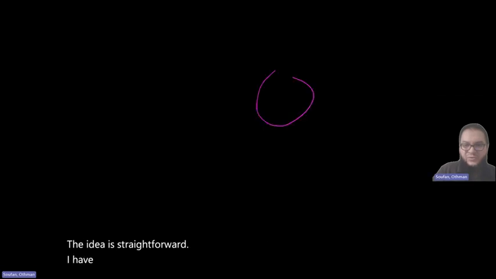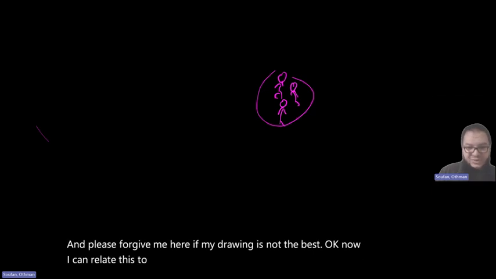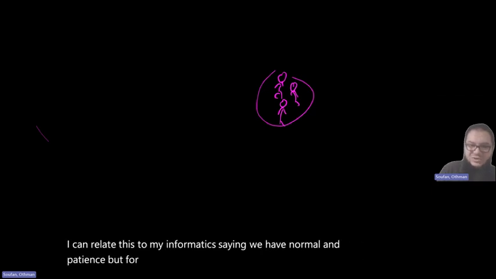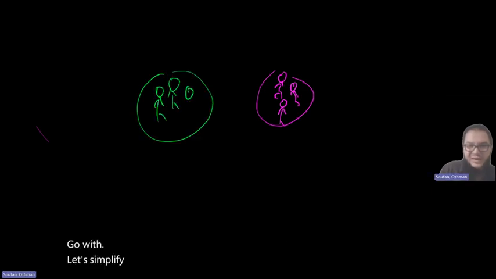I'm going to black out the screen and tell you what the story of this is and why we need it. Well, the idea is straightforward. I have two groups of people. And please forgive me if my drawing is not the best. Now, I can relate this to bioinformatics, saying we have normal and patients, but for the time being, let's simplify it. I have two groups of people.